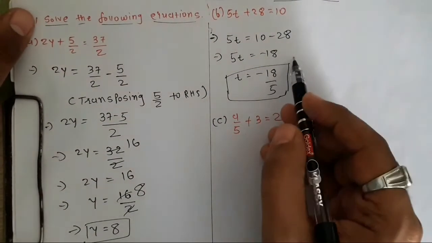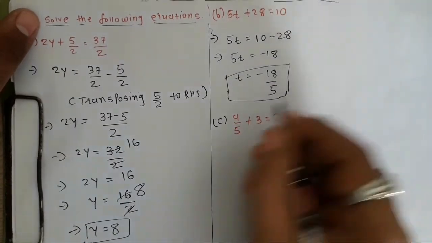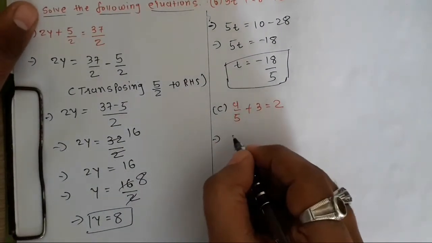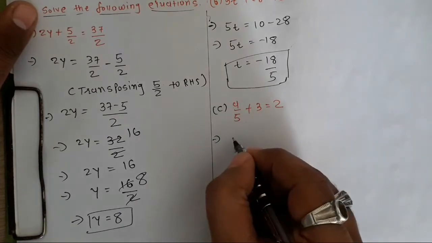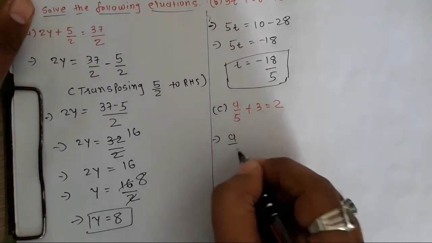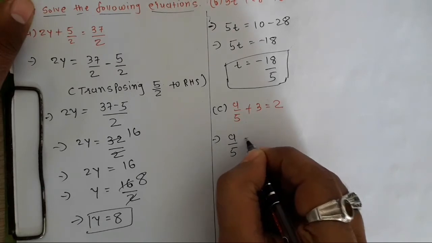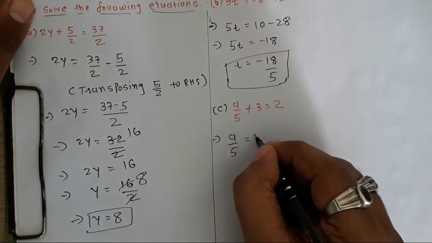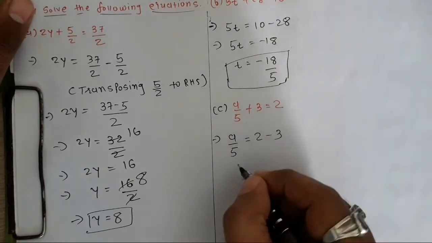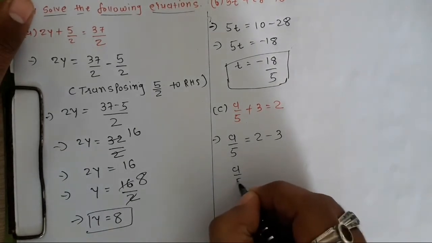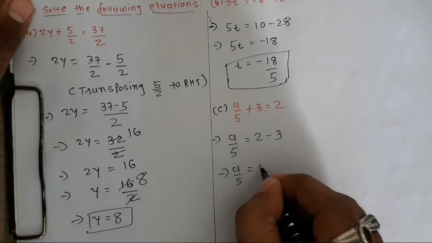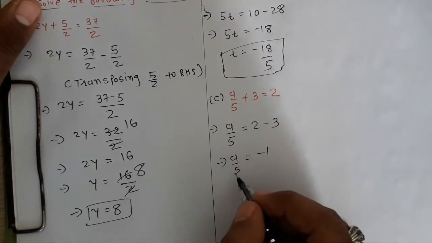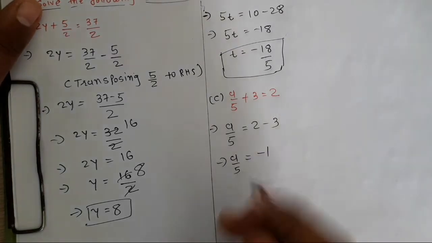Here you can also write transposing 28 to RHS. Now a divided by 5 plus 3 is equal to 2, and I have to find the value of the variable. So first of all, a divided by 5 is equal to, plus 3 is there, if I take this to RHS, it will become minus, so 2 minus 3. a divided by 5 is equal to minus 1.